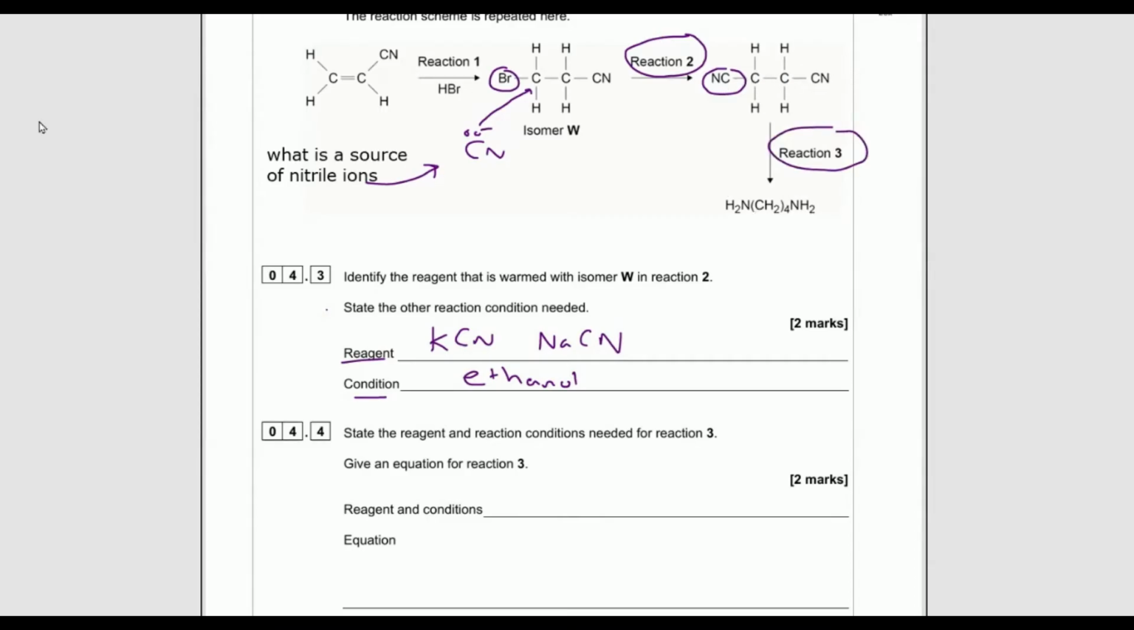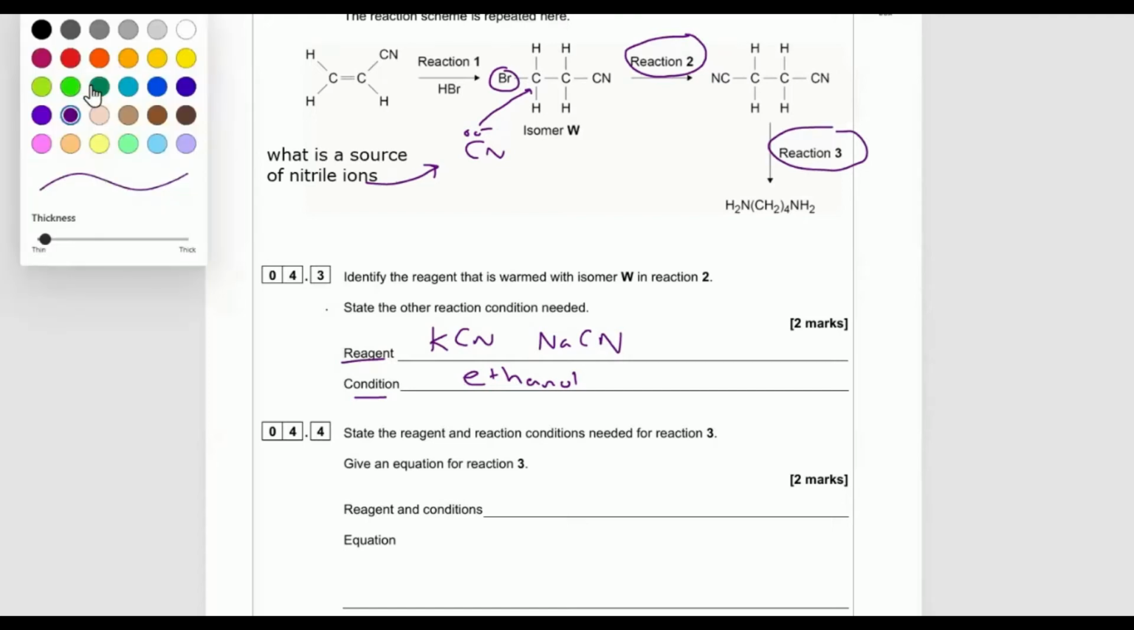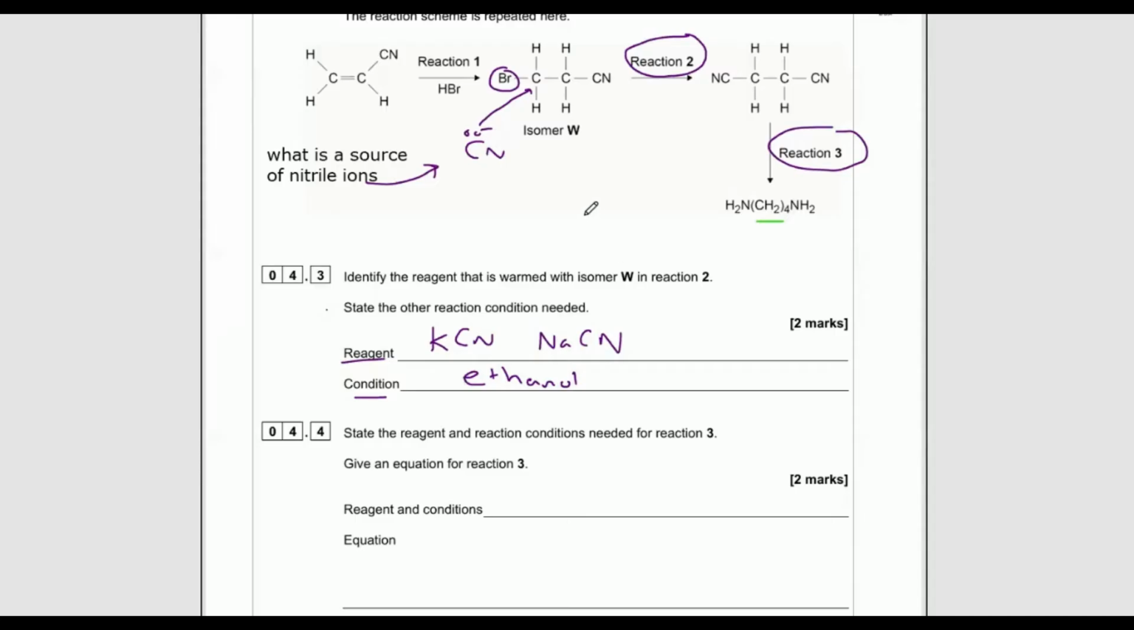State the reagent and the reaction conditions for reaction 3. So we're going from these two nitrile groups, one at each end. What's really happening? Have a look at the diamine below. Look what's really happened. It's got the same number of carbons, there's 4 carbons, but it's had hydrogens added. And in fact, it's got 4 CH2s. So it means that the 2 carbons with the nitriles must have 2 hydrogens added to them. And then it's telling us that the nitrogen atoms have got 2 hydrogens on them.